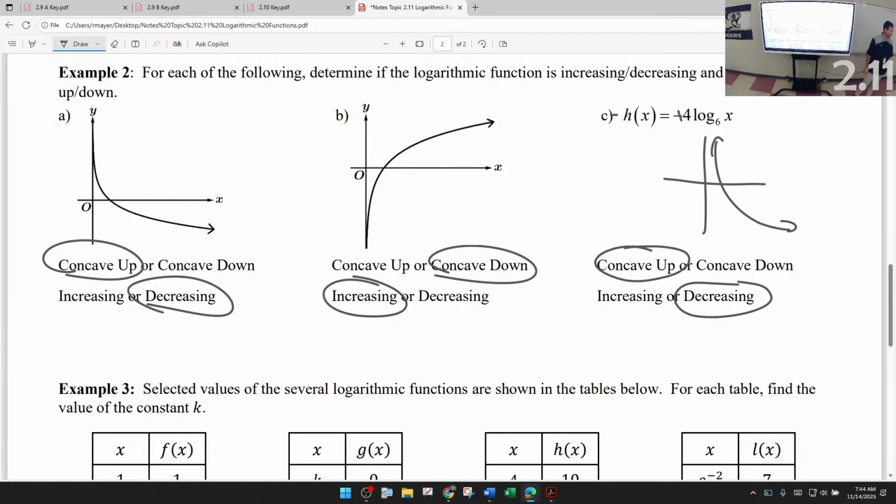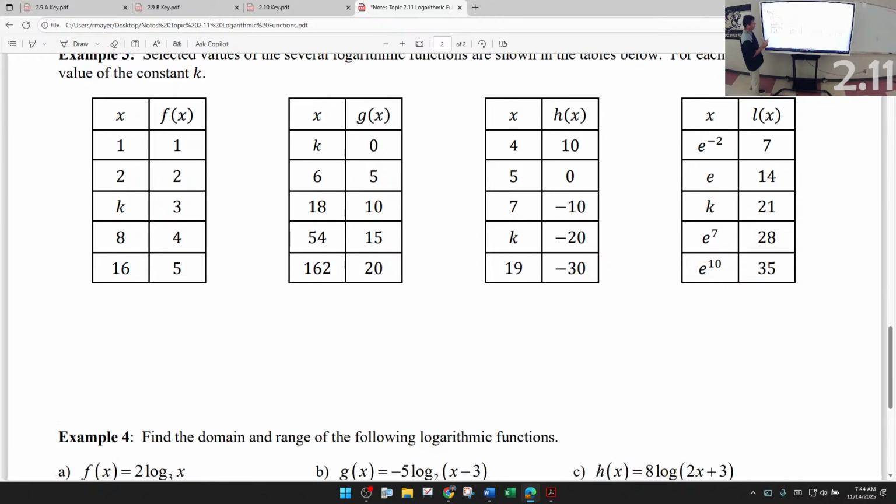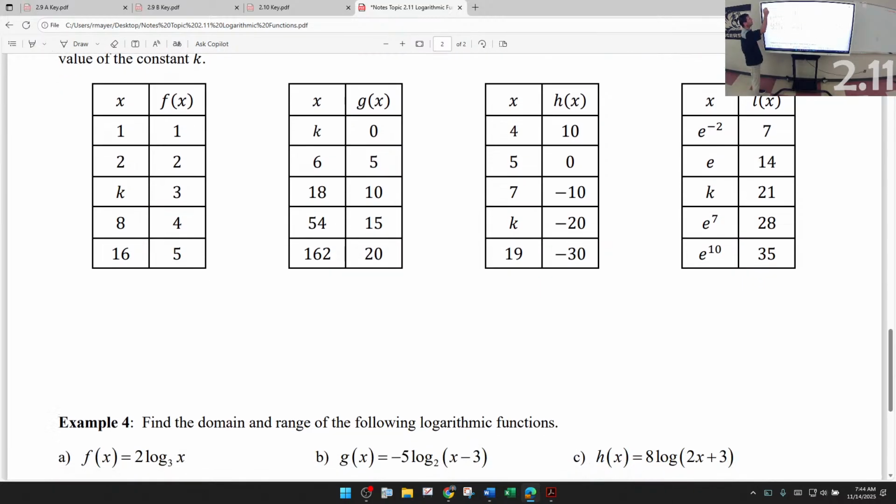You can plug and chug values also. Okay, beautiful. I think I did that right. I thought these were easy except for one of them.